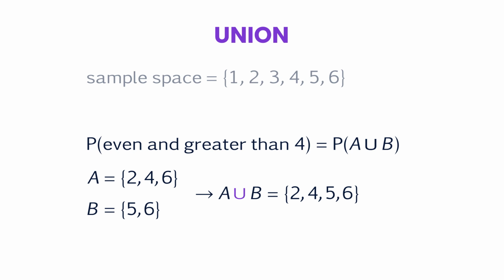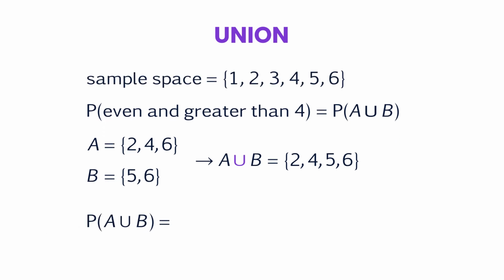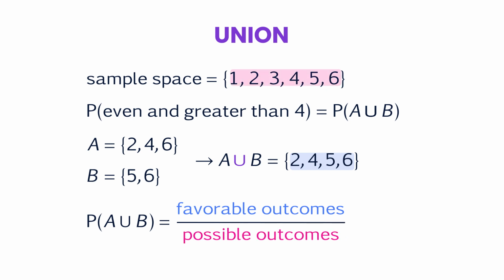So you unite the events in A and B to find the union. That's why it's called a union. Notice that the outcome 6 is in both subset A and subset B, but you only count it once. To find the probability of the union, you calculate the favorable outcomes over the possible outcomes.